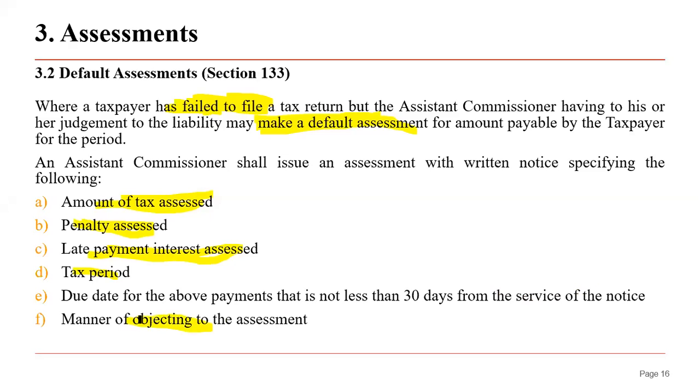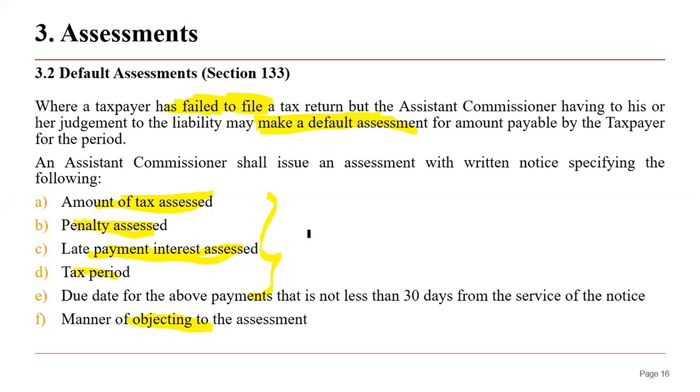How to object? If you are dissatisfied with this assessment, how do you reject it? Within 30 days, we need to appeal. They are also required to state that in the assessment itself. If you look at the assessment, those details are there, if you have seen this kind of assessment.